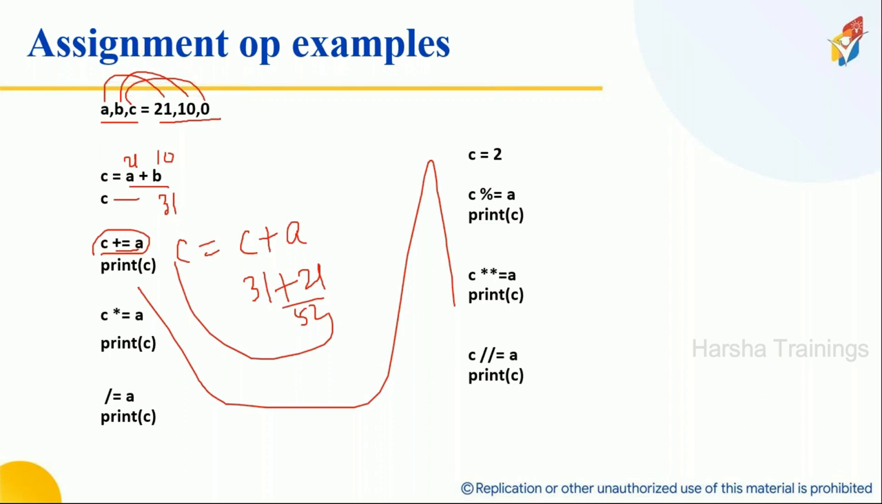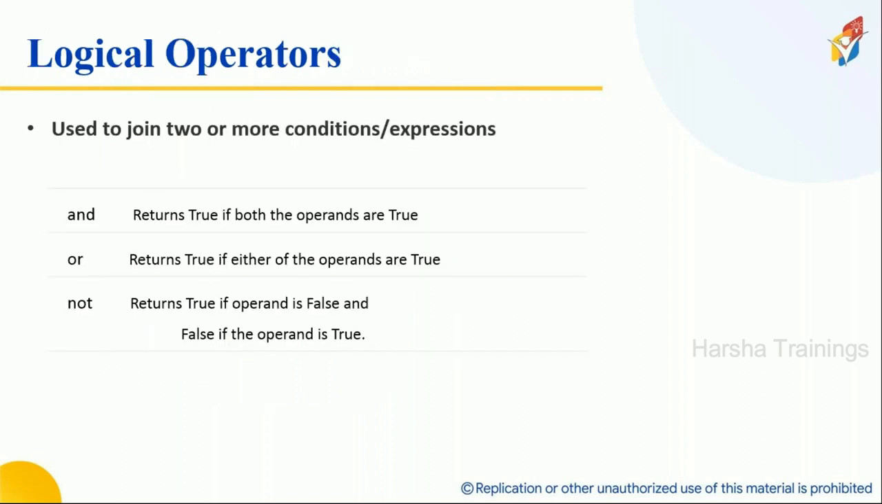Now, the next concept: kindly everyone open your notebook and pen. You have to note down some important information. The next operators are called logical operators. We will use these regularly in programming. Python supports 3 logical operators. They are used to join 2 or more conditions.